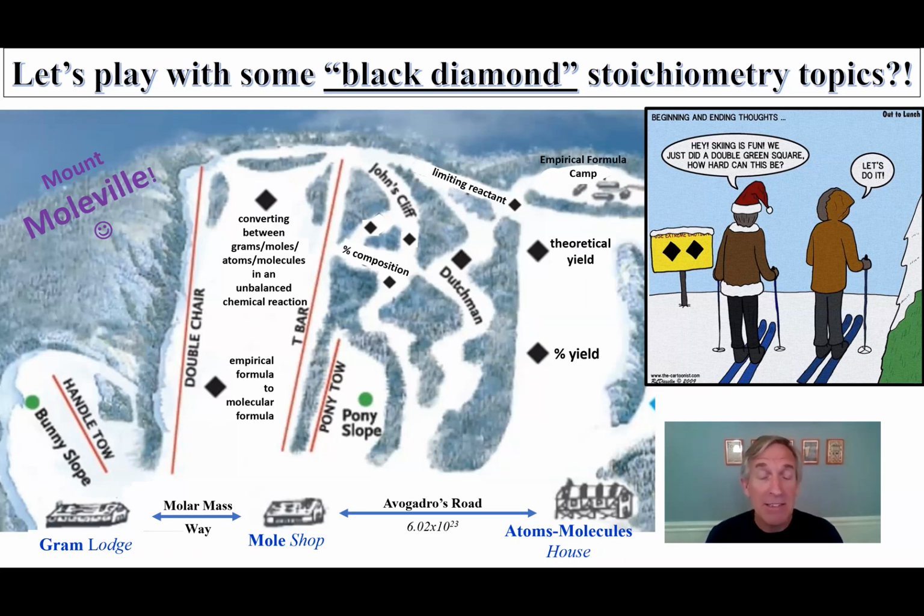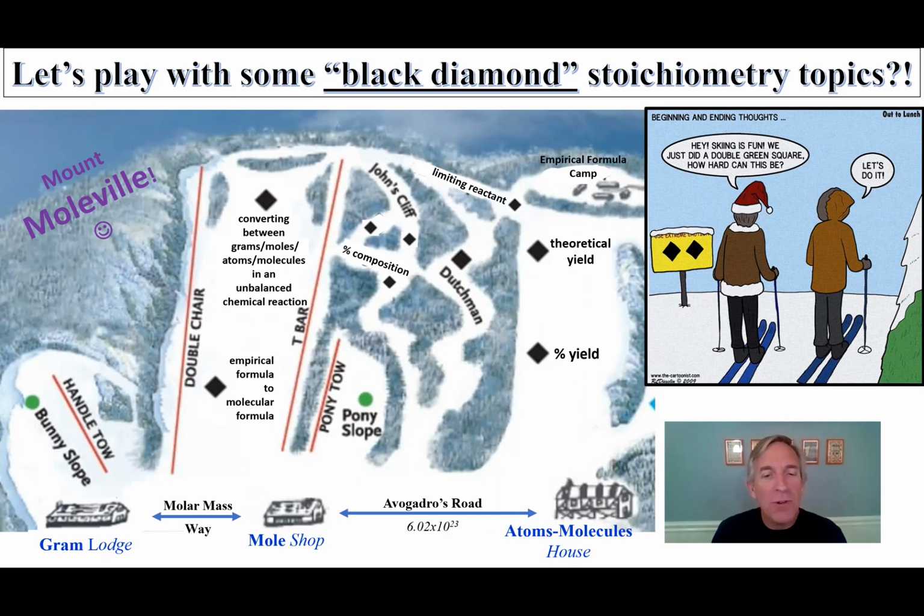Oh my gosh, can you see how all of Mount Moleville has turned into, look at it all. It's all black diamonds now, just about. Evidently, it must have got very icy. That's what happens when it becomes hard.